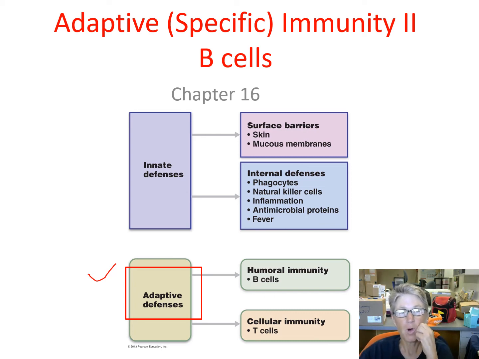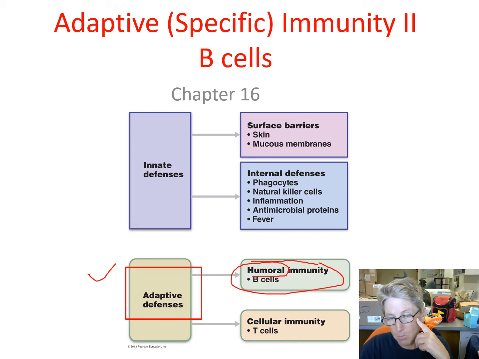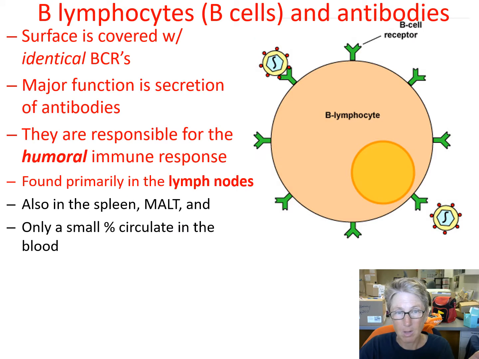Hi team, welcome to Adaptive, aka Specific Immunity 2. This video will talk about the B cells and humoral immunity. So we'll be down here, humoral immunity. They call it humoral immunity because humoral just means like liquid, like the blood. And then the B cells make antibodies that live in the blood, so that's why they call it humoral immunity.